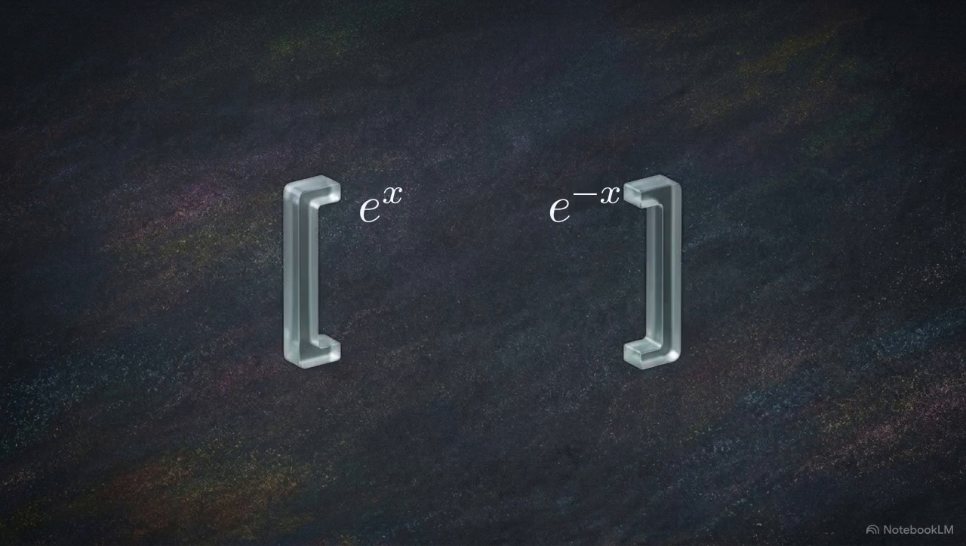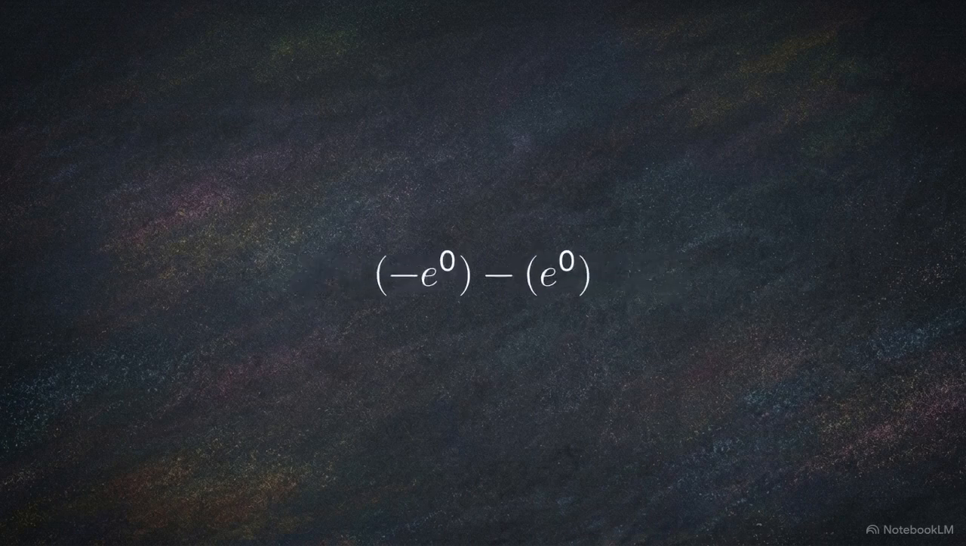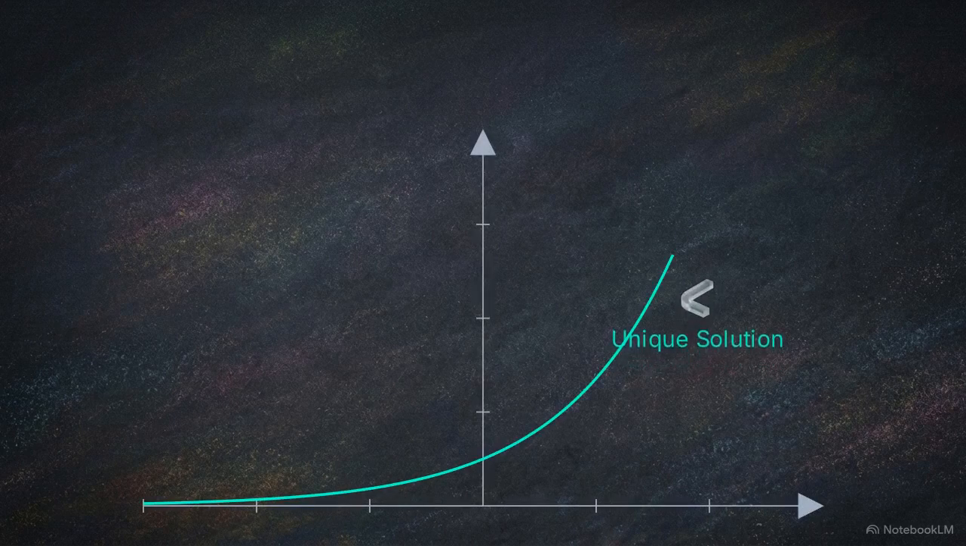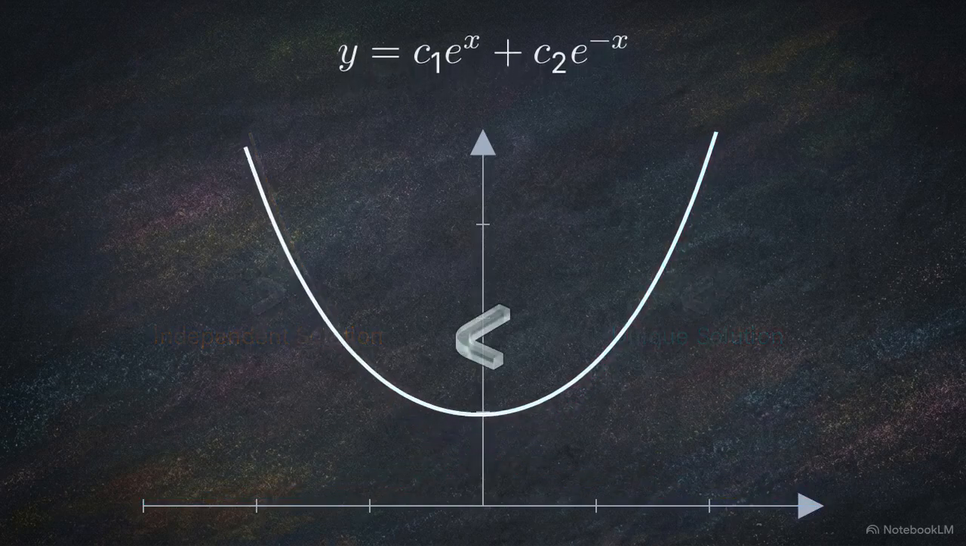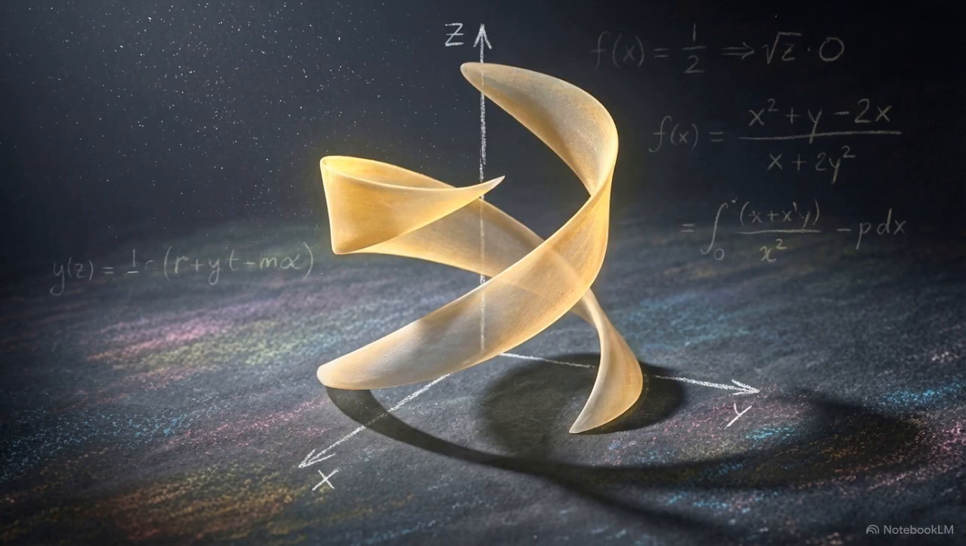Testing functions e to the x and e to the negative x, we place them in row 1 and their derivatives below. Multiplying the diagonals calculates the determinant. The terms cancel, leaving a result of -2. Because this result is not 0, these two functions are proven to be linearly independent. They are mathematically distinct, meaning they can be combined using superposition to form a valid general solution for a second-order equation. By defining the environment, leveraging the superposition of parts, and using the Wronskian to verify those parts are unique, we complete the formal process for solving higher-order linear equations.